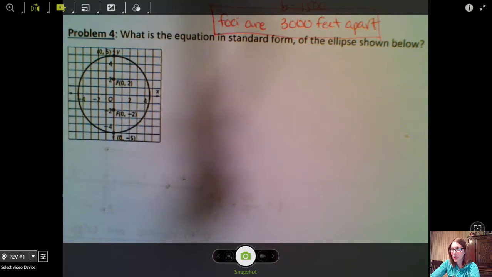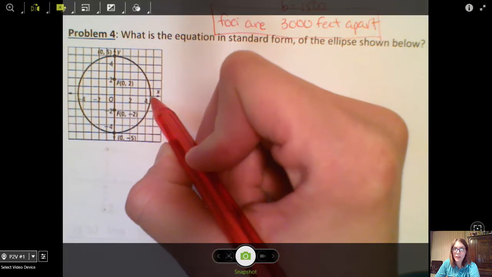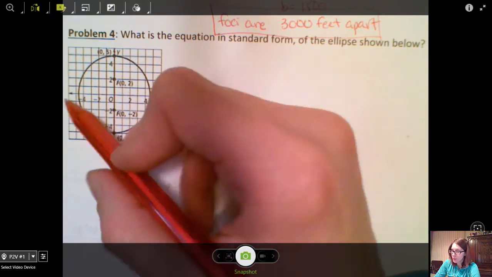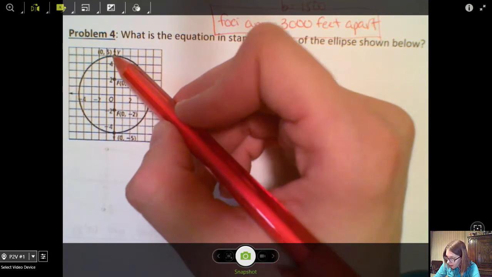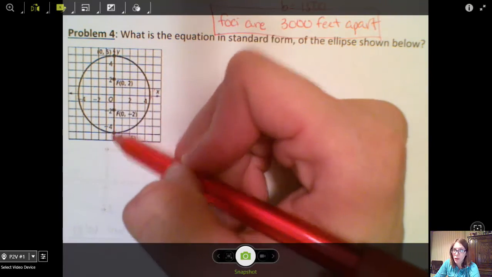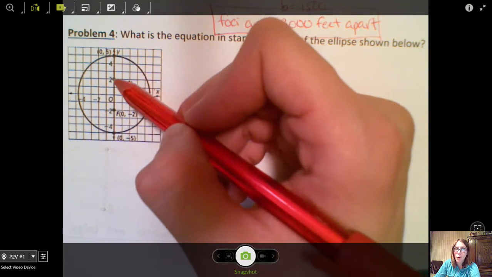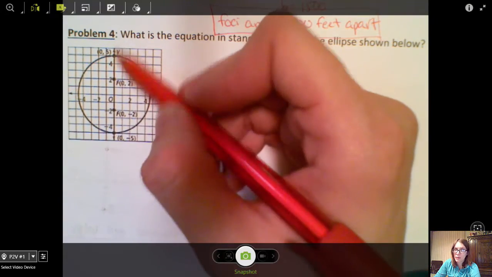My last question here, I start off with my ellipse. And one of the tricky things here is I don't know exactly where this point is. Okay? I know that I have a vertex at (0, 5), and I know that this is a vertex instead of a covertex because my foci run along the y-axis.